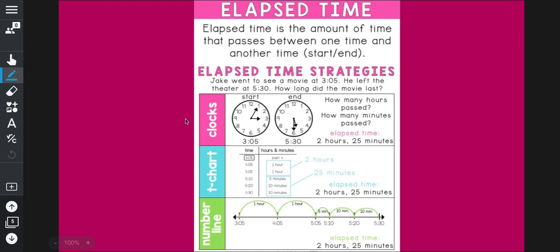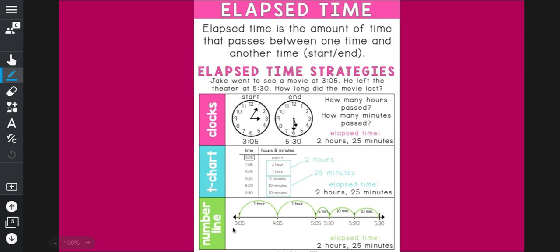So there are different ways to do elapsed time. The biggest 2 methods would be using a T-chart where we start at a time, like 3:05 here, and then we jump by hours. 4:05 is 1 hour, 5:05 is 1 hour, and then we start jumping by minutes. 5:05 to 5:10 is 5 minutes. 5:10 to 5:20 is 10 minutes, and 5:20 to 5:30 is 10 minutes. I then say I had 2 hours, and I add my minutes, I get 25. So my elapsed time in that case, from going from 3:05 to 5:30 is 2 hours, 25 minutes.